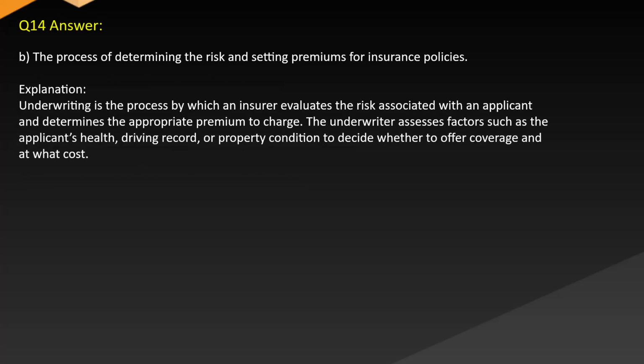Answer B. The process of determining the risk and setting premiums for insurance policies. Explanation. Underwriting is the process by which an insurer evaluates the risk associated with an applicant and determines the appropriate premium to charge. The underwriter assesses factors such as the applicant's health, driving record, or property condition to decide whether to offer coverage and at what cost.